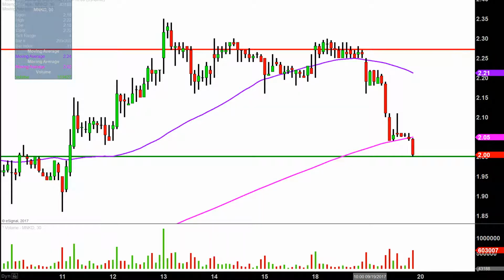Real quick, what do I mean by 30-minute in case maybe you're new to charts? Instead of each one of these candlesticks here representing one day's worth of price action, which is what you would normally see, each one represents 30 minutes. So all this here may look like several days' worth of time, but it's actually just today's price action broken down into 30-minute time slices.